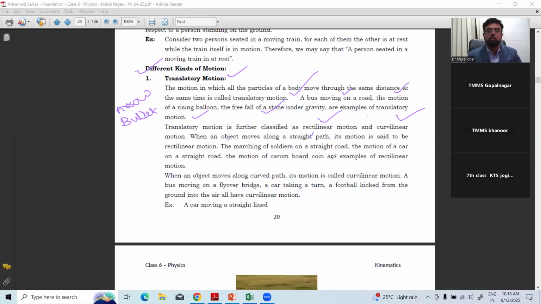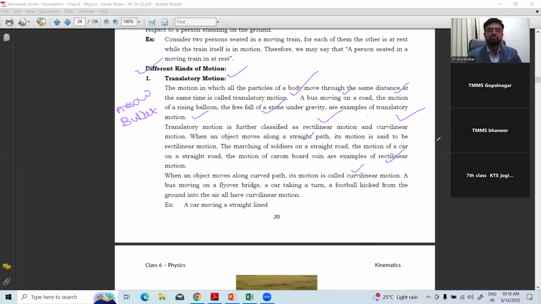When an object moves along a straight path, its motion is said to be rectilinear. The marching of soldiers on a straight road, you can also do it during Independence Day. The motion of a car on a straight road. The motion of carom board points are examples of rectilinear motion, straight line motion. When an object moves along a curved path, its motion is called curvilinear motion. They are translatory only. They both are translatory.